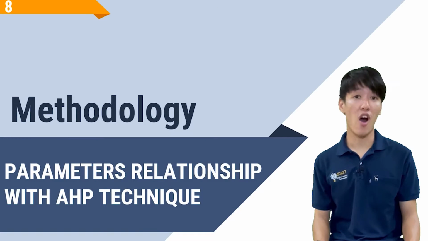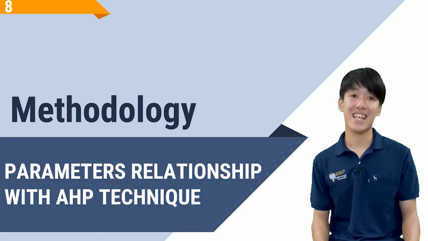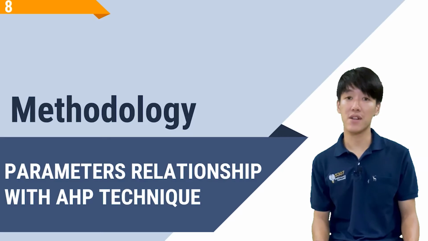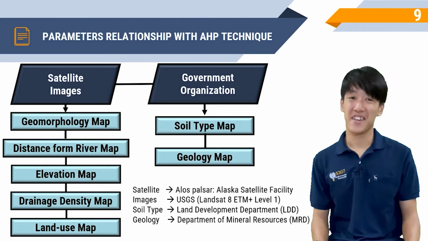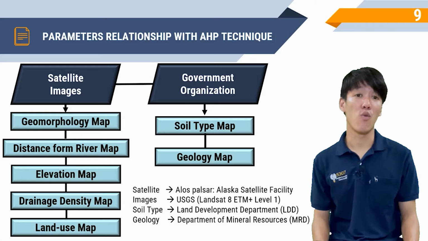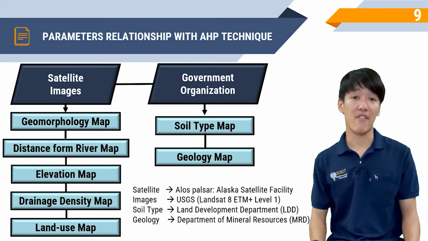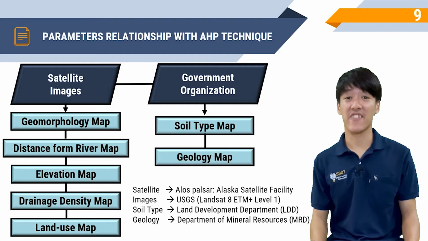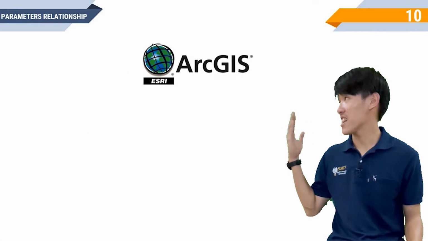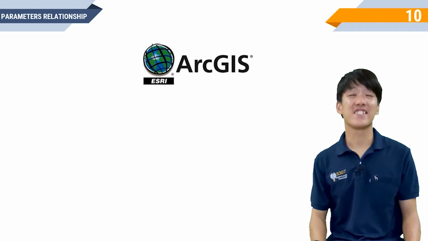Now, let's move on to the methodology. This study applied a GIS-based and AHP technique for generating the flood susceptibility map. The data were acquired from various sources, such as satellite images and government organizations, for delineating the different flood zones in the CRB. ArcGIS software was used for the CRB delineation.